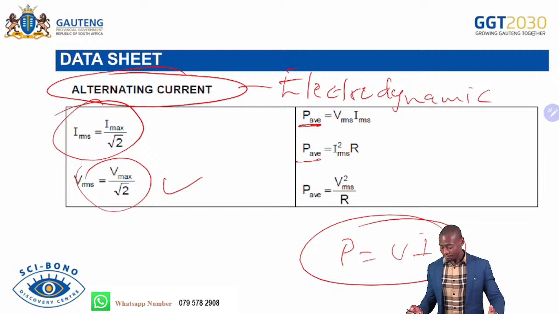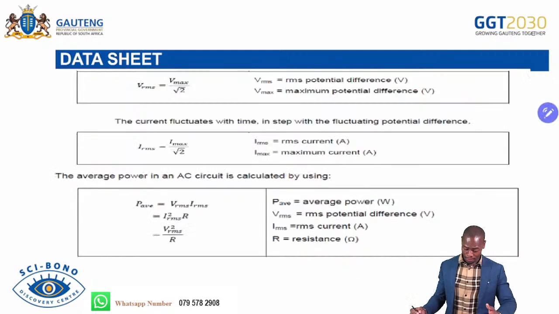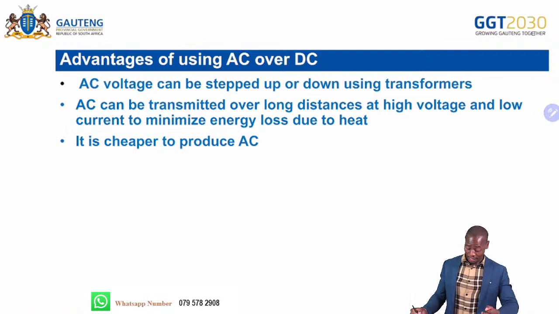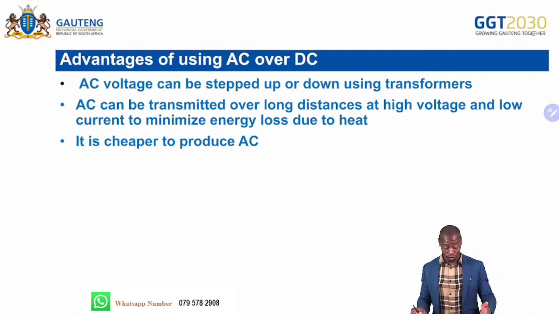All right. Then here they are just explaining the equations: VRMS, what is VRMS, Vmax, Imax, P average, and all that. So that is another thing that you need to know.